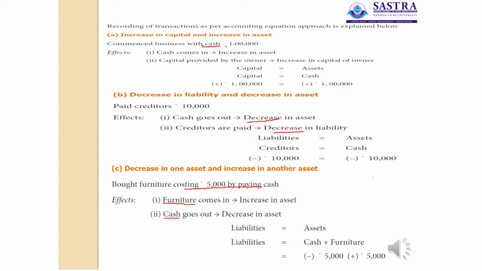Okay, so now you have to apply the equation. Liabilities is equal to assets. What are the assets we have? Cash and furniture. Here the cash value decreased by rupees 5,000, so minus 5,000. The furniture value increased, so plus 5,000. So automatically here liabilities is 0, assets is also 0. So here the accounting equation should be equal.